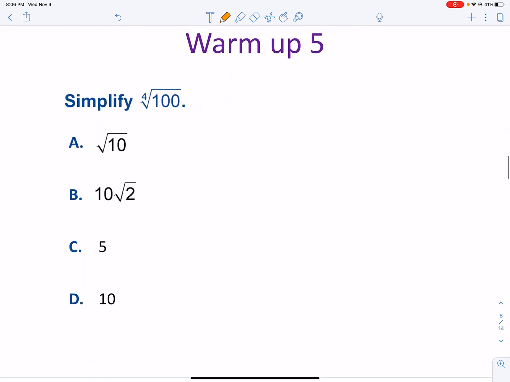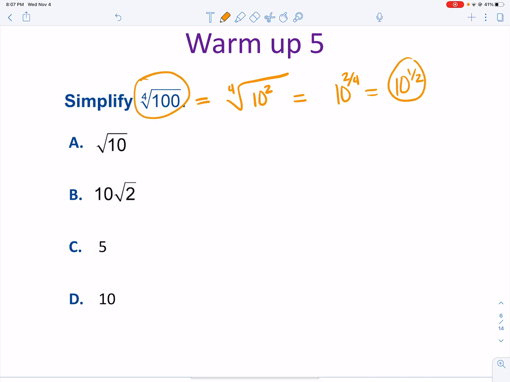Okay, now we talked about this yesterday. Everything we did yesterday was with 2's, but you can rewrite 100. So this is the 4th root of 10 squared. That's the smallest I can make it. So it might be easier to write this in exponential form, because that would be 10 to the 2/4, which ends up being 10 to the 1/2. That would be the correct answer, but if you look at my answers, none of them are that. Since it started in radical form, then this answer must be in radical form. So that would be the square root of 10, which is A.